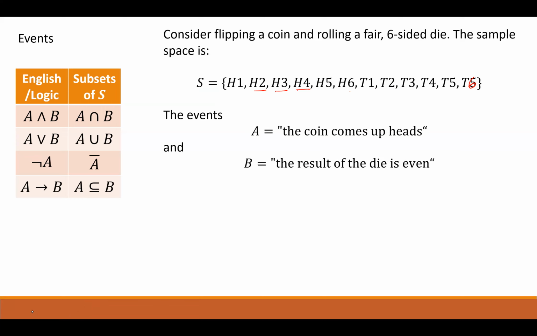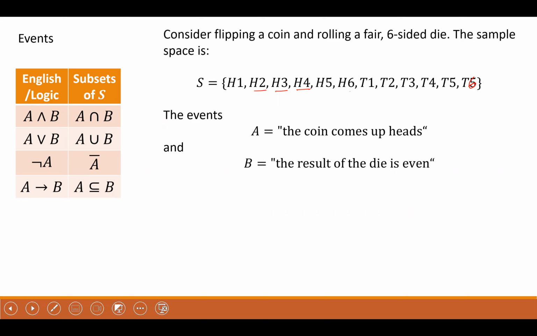I can define events: A, that the coin comes up heads, and B, that the result of the die is even. It's a fair coin and a fair six-sided die, which sort of goes without saying that these are mutually independent events. The flip of my coin does not impact the outcome of my die. Not only does it not affect the probability, it doesn't affect the outcome at all. So these are, in some sense, obviously mutually independent, and we can take advantage of that when we're computing things.